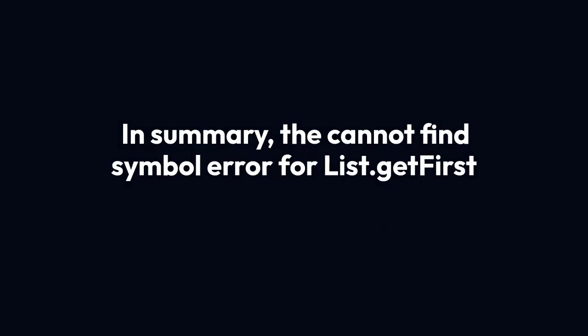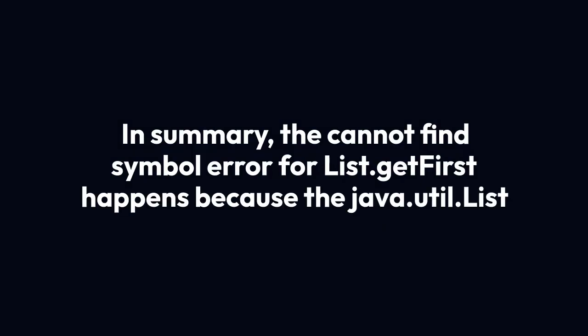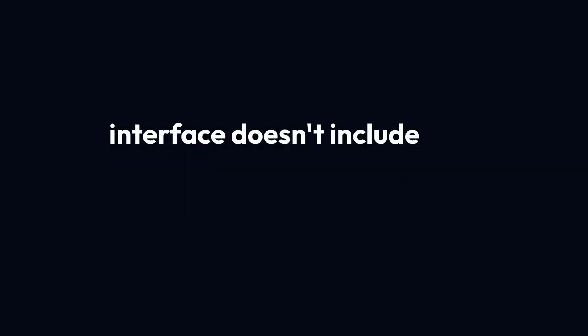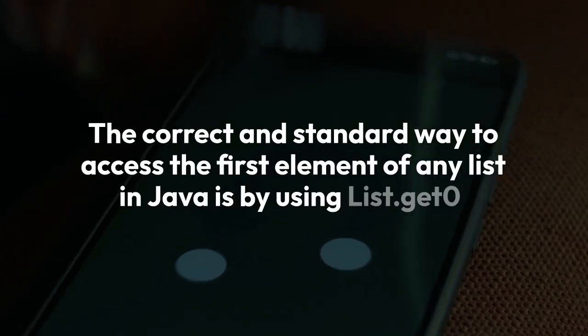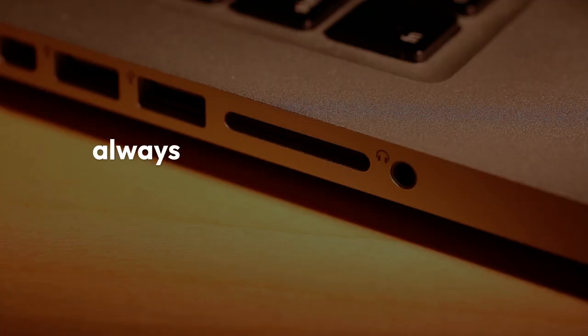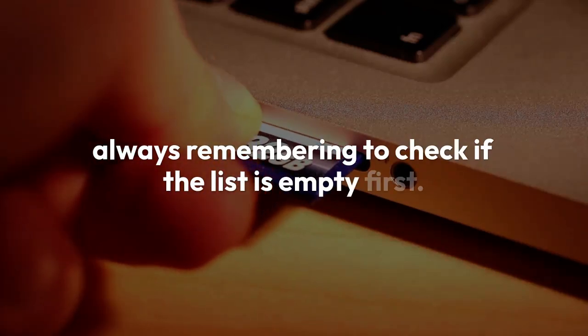In summary, the cannot find symbol error for List.getFirst happens because the java.util.List interface doesn't include that method. The correct and standard way to access the first element of any list in Java is by using List.get(0), always remembering to check if the list is empty first.